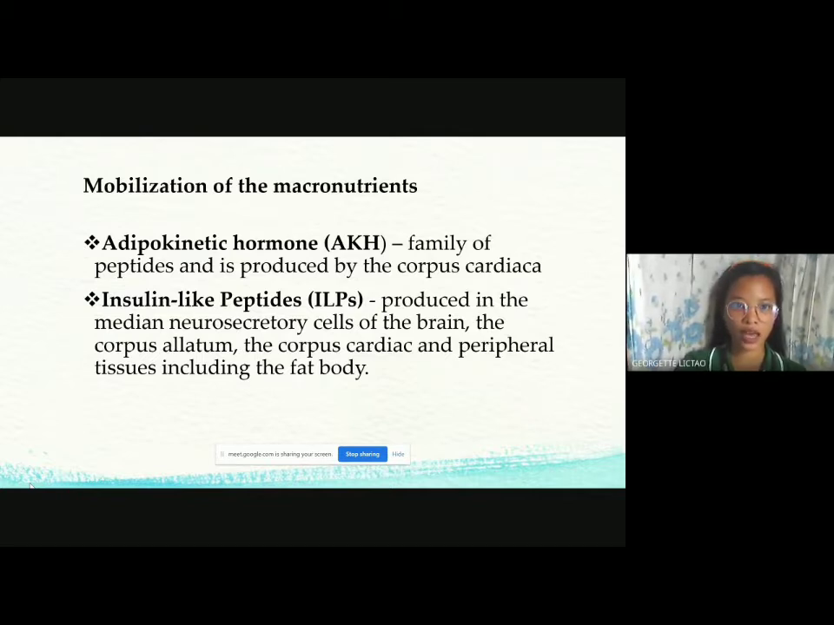Then insulin-like peptides or ILPs produced in the median neurosecretory cells of the brain, the corpus allatum, the corpus cardiaca, and peripheral tissues including the fat body. Dito naman, upon secretion, this peptide likely serve as hormones, neurotransmitters, and growth factors.